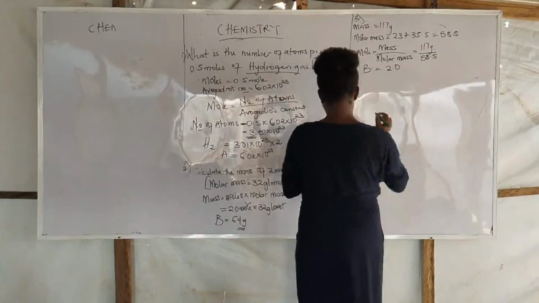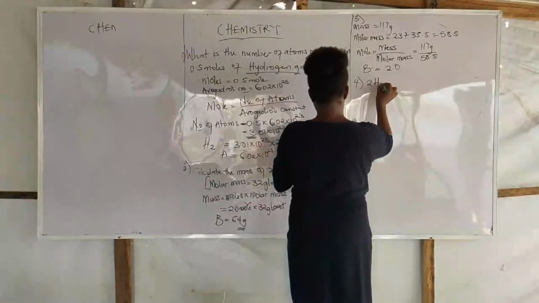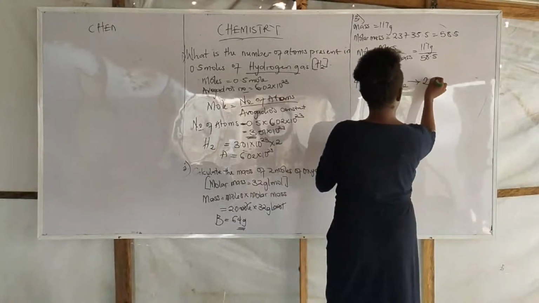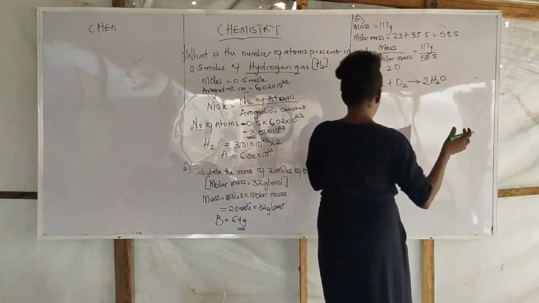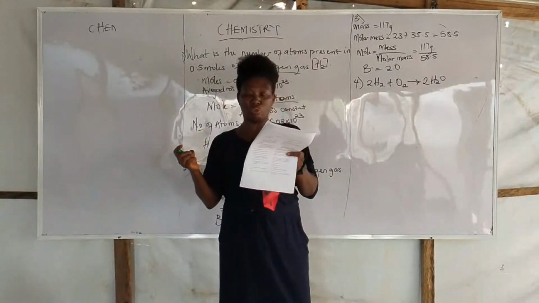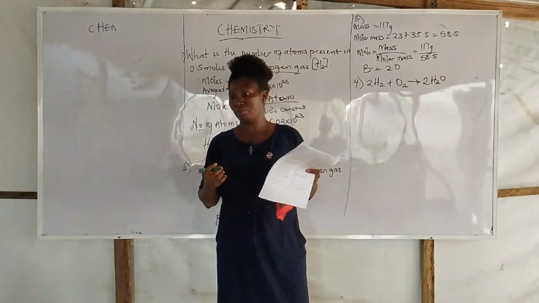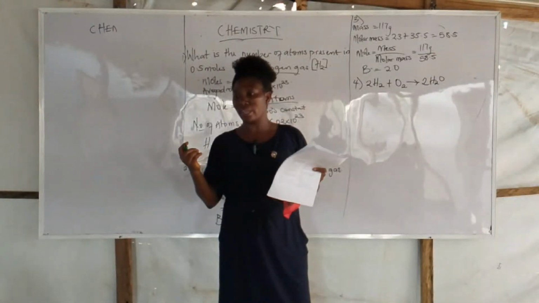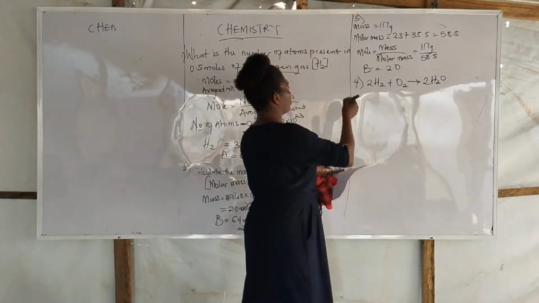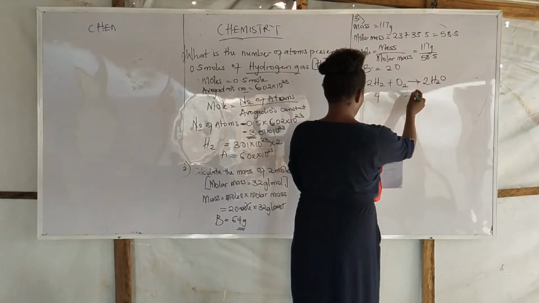All right, question 4. In the reaction of 2 hydrogen gas plus excess oxygen to give 2 moles of water, how many moles of water are produced when 4 moles of hydrogen react with excess oxygen?